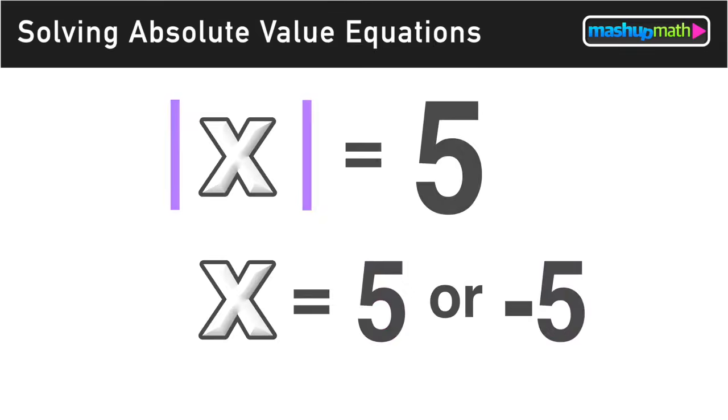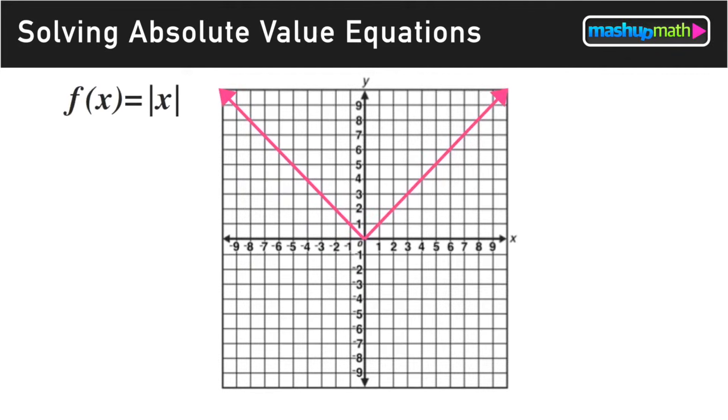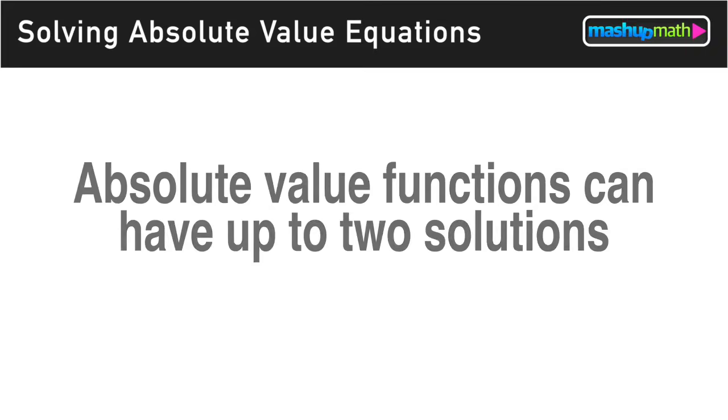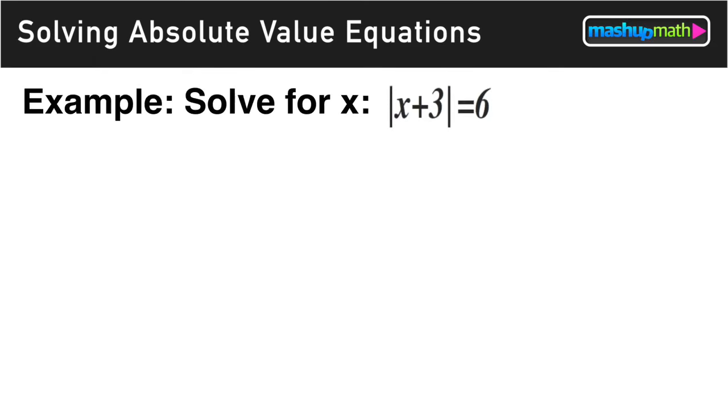Let's extend this thinking now to the graph of the absolute value function, which we know looks like this. Okay, and if we draw a horizontal line at positive 5, we see that it intersects the graph in two places, at both x equals negative 5 and at x equals positive 5. Again, there are two possible solutions to the absolute value of x equaling 5. And this will lead us to the conclusion that absolute value functions can have up to two possible solutions. Cool. So now we're ready to try our first example of solving an absolute value equation.